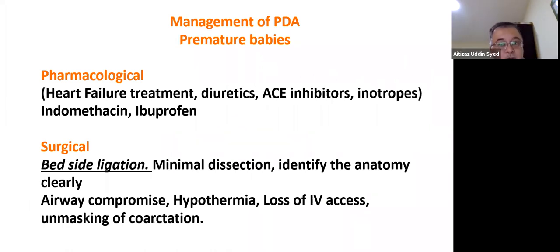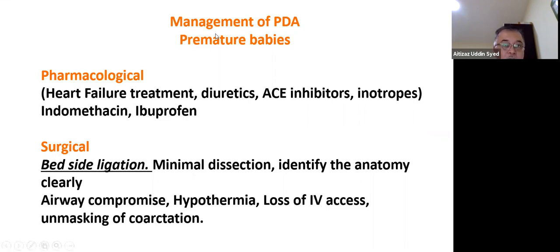We talked about the pharmacological manipulation. It also takes the shape of heart failure treatment: diuretics, ACE inhibitors, and in some cases inotropic support. Indomethacin, and recently ibuprofen, has been used to close the PDA because it is a prostaglandin inhibitor, and ibuprofen has fewer side effects than indomethacin.